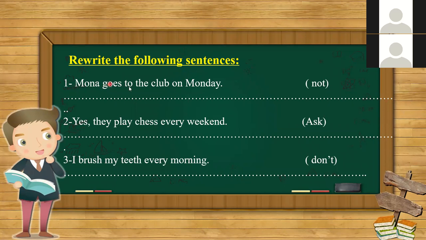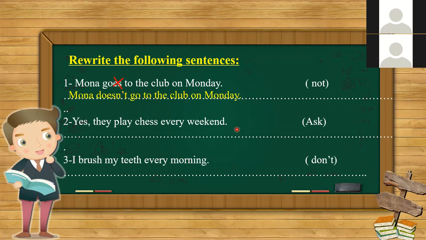Mona goes to the club on Monday. We want to use not. You answered it in the chat room. Excellent, all of you. So Mona takes don't or doesn't? Mona takes doesn't. And we have to cross es from the verb because doesn't doesn't like es. So the answer will be: Mona doesn't go to the club on Monday. Excellent, all of you.